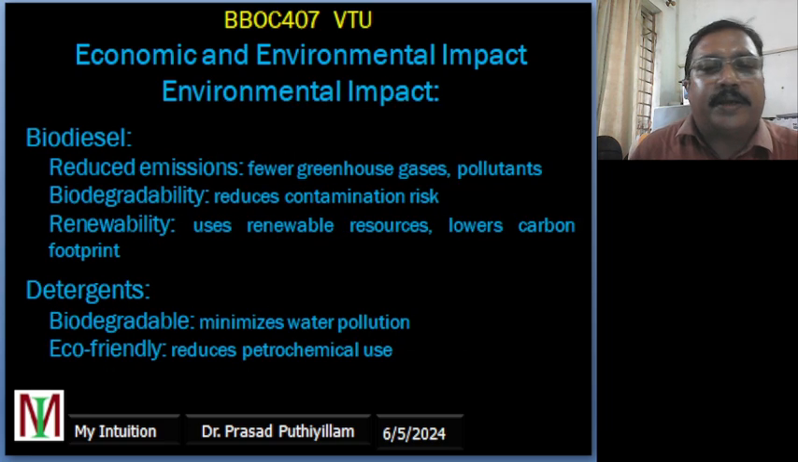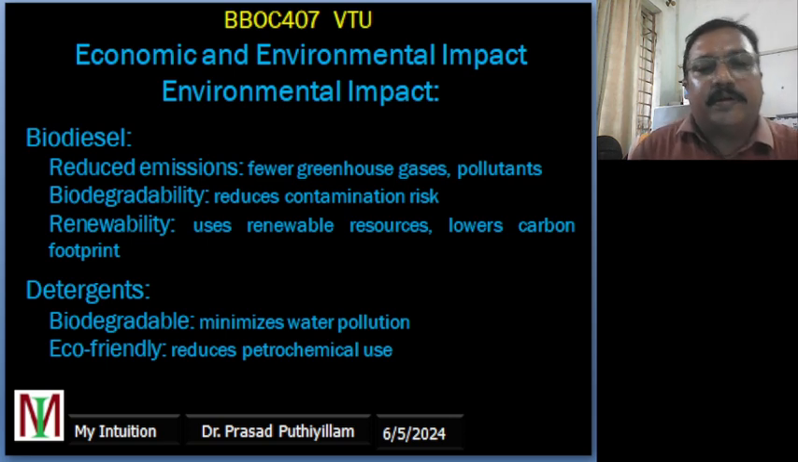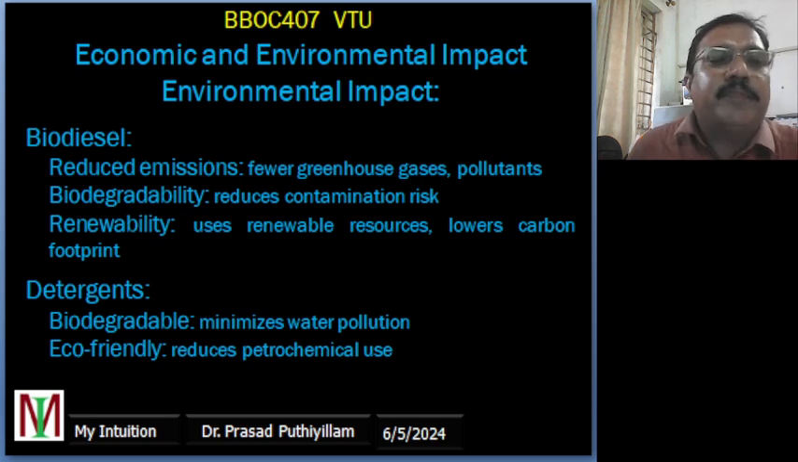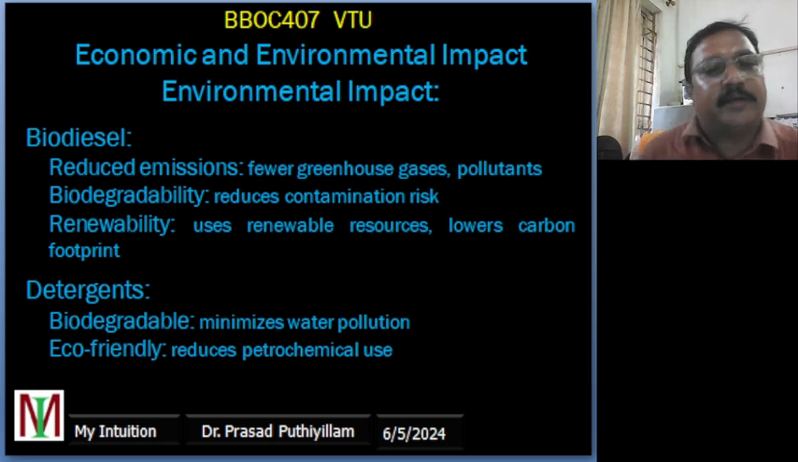Then environmental impact, reduced emission. With biodiesel, as we know, fewer greenhouse gases are released. The pollutants are very few compared to fossil fuels. They are biodegradable. Biodiesel, even if it spills out, will not create any harm as such. They reduce the environmental contamination risk in case of spillage. Then renewability: it uses renewable resources like plant oils and waste fat, which lowers the carbon footprint.